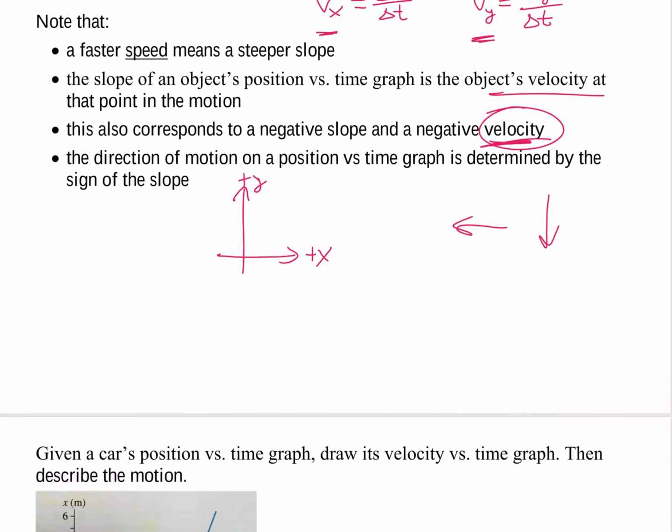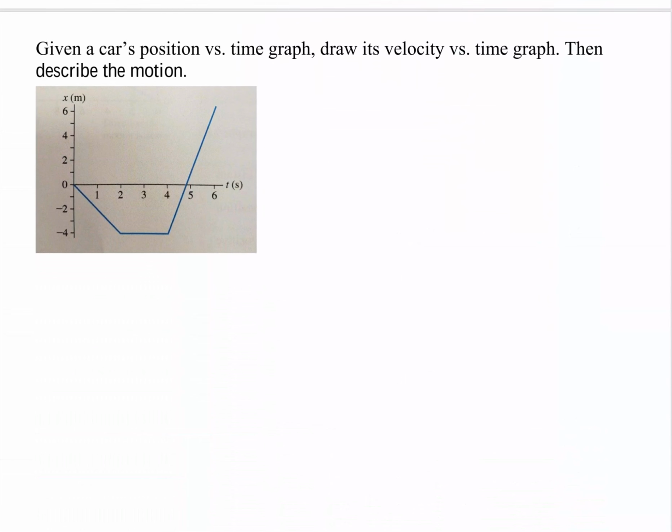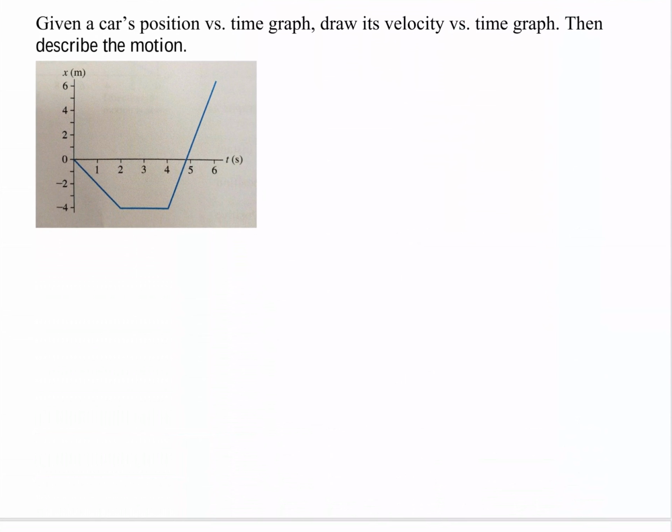All right. So now, given the car's position versus time graph, draw its velocity versus time graph, and then describe the motion. So these are kind of tricky when you're first starting out. What you have to do is think about what the velocity is. So you kind of have to do a calculation. You don't necessarily have to write down m equals y2 minus y1, like you do in Algebra 1, but you do have to at least think about it, okay?